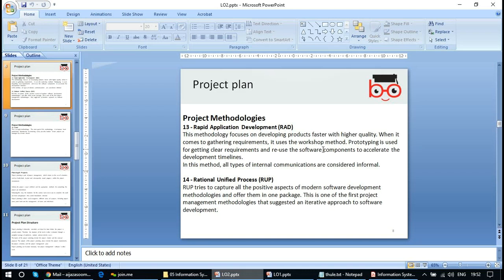Then rapid application development. This is also a methodology. And the Rational Unified Process is the one proposed by the UML writers Grady Booch, Rumbaugh, Jacobson. Their stages include inception, elaboration, transition. You remember? So that's been followed by that community.